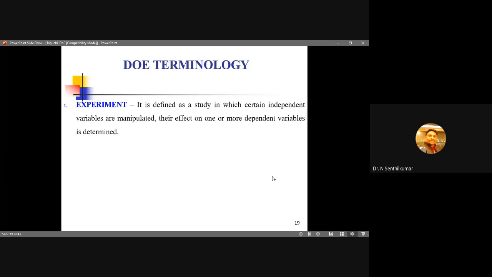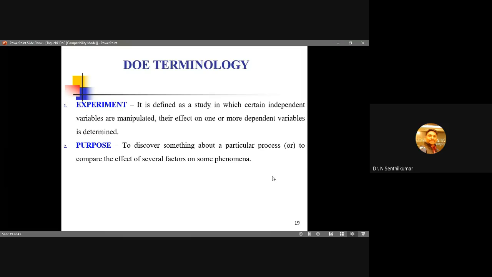So in the DOE there are many terminologies. The first important thing is the experiment. That is the combination of various inputs that comprises one experiment. Then the purpose. What is the purpose of doing the study? To know what happens to MRR when the cutting force increases, when the cutting speed increases. That I am going to determine. So that is my objective, my purpose.